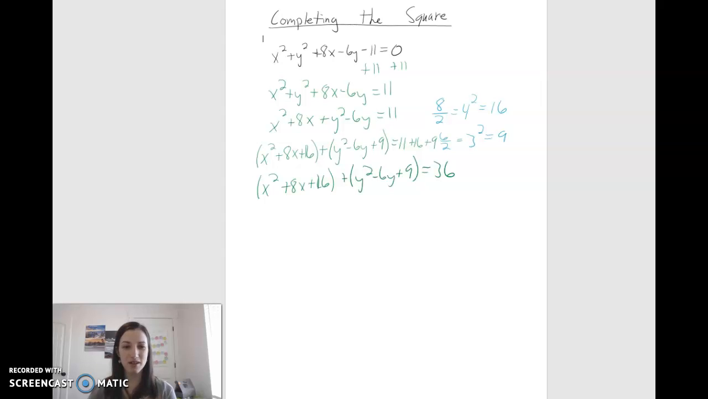I'm going to factor my x squared plus 8x plus 16. I know that's a perfect square trinomial, so it's going to factor to x plus 4 squared, and then my y's are going to factor into another perfect square trinomial, so y minus 3 squared, and then I know that 36 is 6 squared. So now this is the equation of the circle written in standard form.